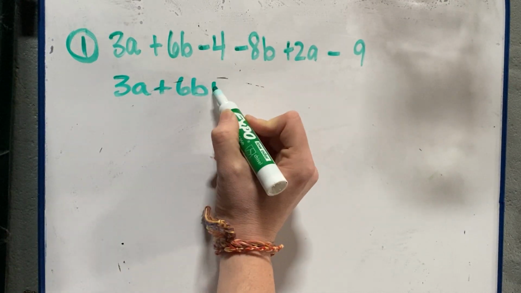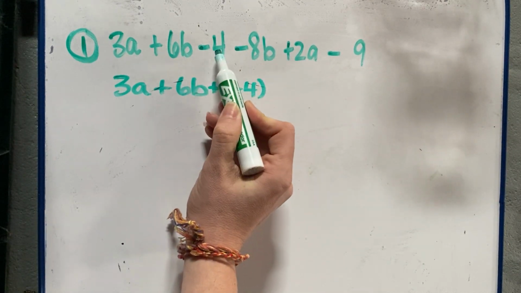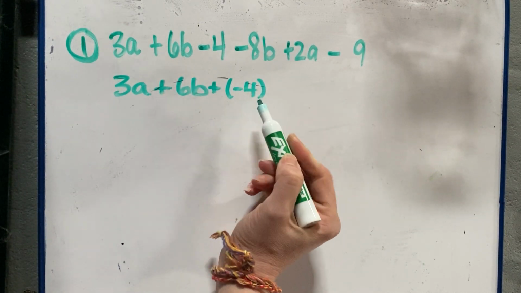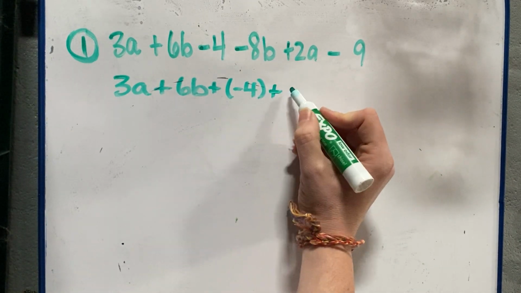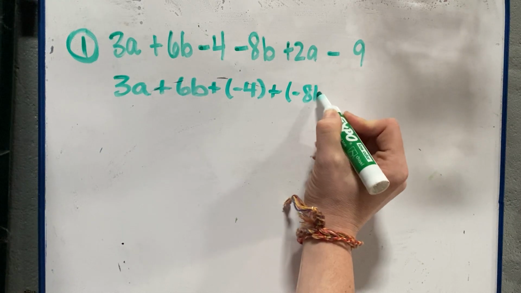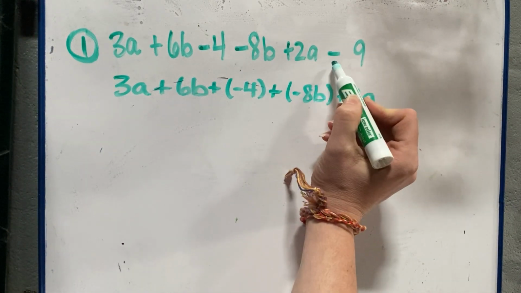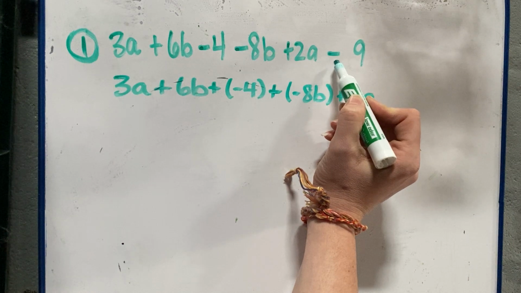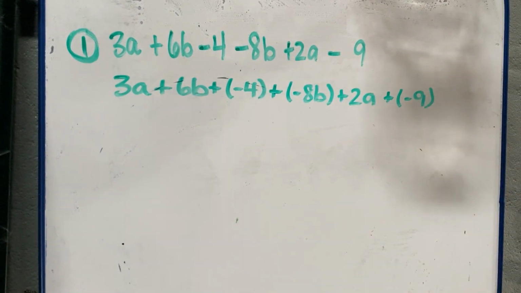We're going to change that to addition and make that a -4. Subtracting a positive is the same as adding a negative. We have another subtraction, so we're going to change that to addition and make that a -8b plus 2a. And then we're going to change this to addition and make that a -9.